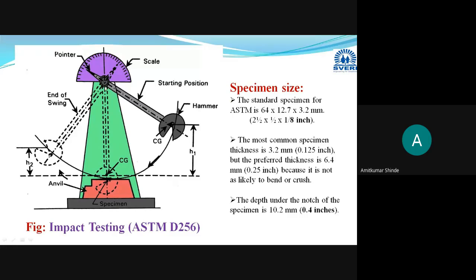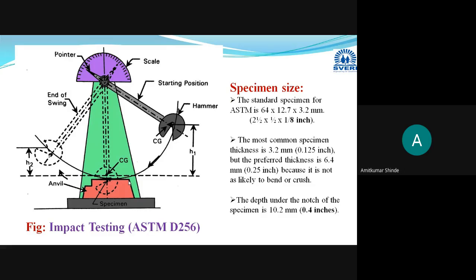After this, a pendulum or hammer will be there. This is the starting position, and this is the swing position or end position of that pendulum. This is the pointer, and there is one scale. With the help of this pointer you will get the reading, and you can count it on the scale. Here, you have to take care not to get confused between the two impact tests. Charpy impact test is there, and Izod impact test is also there. But for plastic materials, almost for all plastic materials, we go for the Izod impact test.